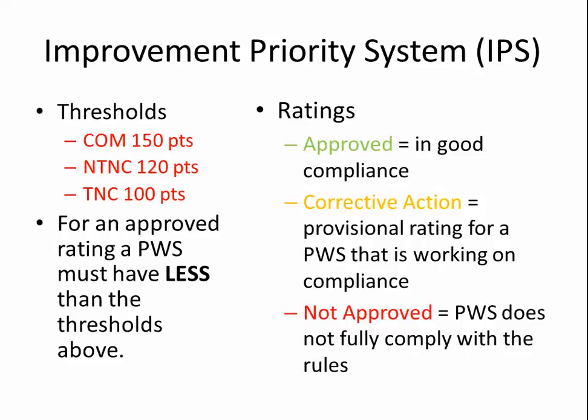And then this golden corrective action rating, that is a provisional rating that means that the system is working on compliance. It means that typically the system became not approved, but then they came to our offices and they said, look, in order to get rid of this deficiency, it's going to take time and money. Here's how we're going to do it. Here's our plan. And then we'll rate that system corrective action until they get their items fixed.